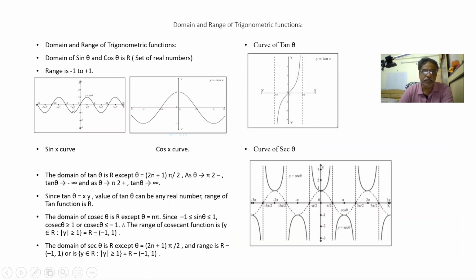Here the repetition is 2 pi. From 0 it comes to pi, coming back to 2 pi. So from 2 pi onwards, the same curve repeats. So the repetition is 2 pi for sin and cos, and the repetition for tan is pi.